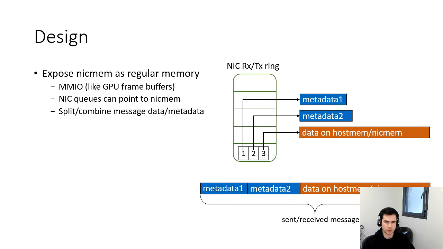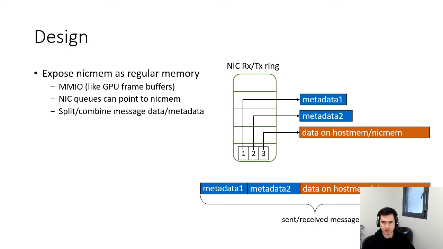In our design, we expose Nicmem to software as memory mapped I/O. This allows applications to treat Nicmem similarly to hostmem. For example, applications can map Nicmem to their virtual address space and reference it for read and write via regular pointers. Additionally, user-level networking applications such as DPDK can post descriptors to NIC queues, which point directly at Nicmem, and by doing so, they can move data to or from Nicmem in exactly the same way as with hostmem, while avoiding the cost of moving data to hostmem.